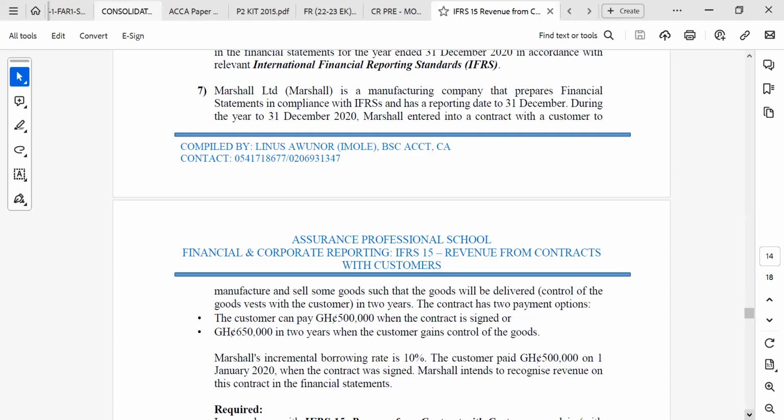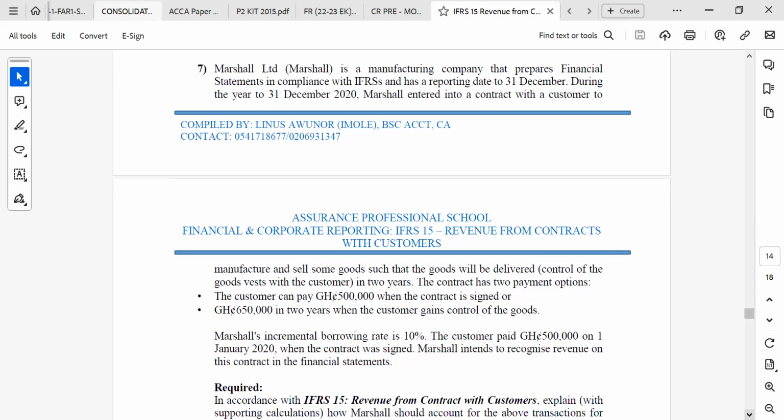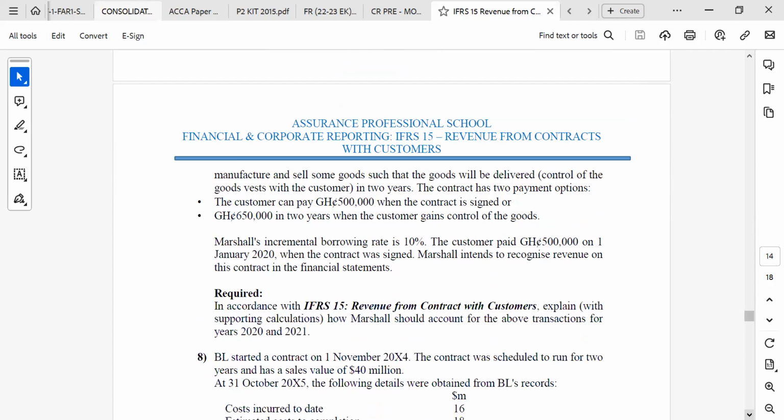The customer paid 500,000 on 1 January 2020 when the contract was signed. Marshall intends to recognize revenue on this contract in the financial statements. Required: in accordance with IFRS 15 Revenue from Contracts with Customers, explain with supporting calculations how Marshall should account for the above transaction for the years 2020 and 2021.